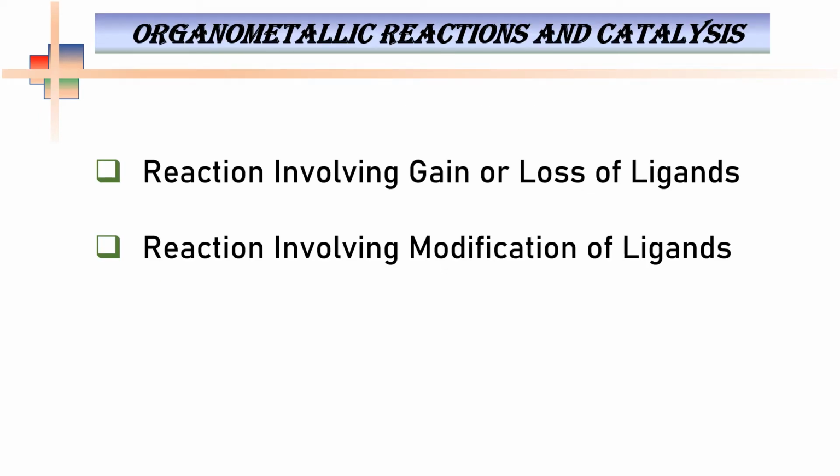Now when we are talking about organometallic reactions, we can categorize the entire reactions into two categories. Reactions involving gain or loss of the ligand, which means the coordination number or sphere is going to change through the reactions. And the second one, where the coordination number is not changing, but subsequent modification of the ligands takes place. In these organometallic reactions, we consider the metal-ligand bond association and dissociation.